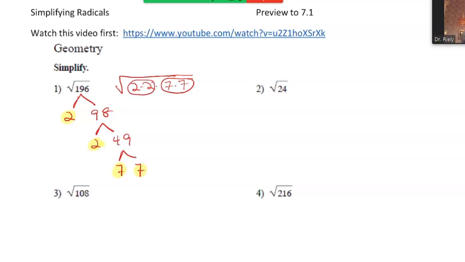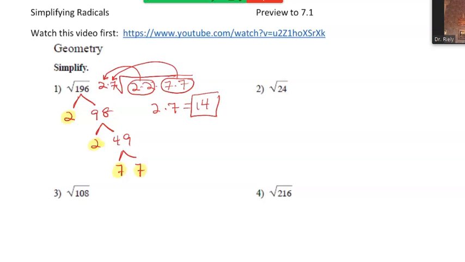I circle my doubles. Every double comes out as a single. So I am left with 2 times 7 outside and nothing inside. 2 times 7 is 14, and that tells me that 196 was a perfect square. Okay, so my answer, when I simplify radical 196, is 14.